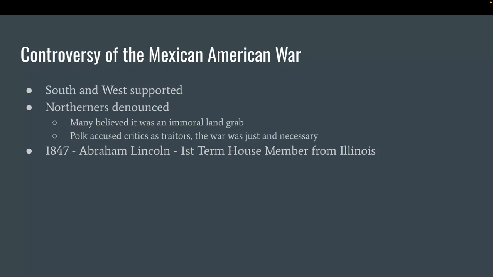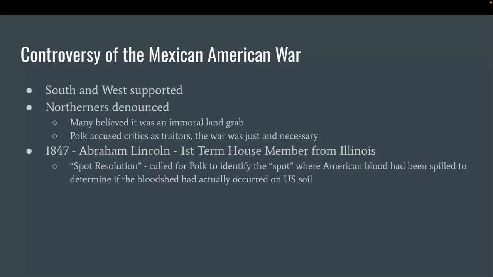In 1847, a young congressman in his first term in the House, from Illinois, named Abraham Lincoln, comes up with what he calls the spot resolution. And he presents this, okay? He called for Polk to identify the very spot where American blood had been spilled to determine if the bloodshed had actually occurred on U.S. soil or Mexican soil.